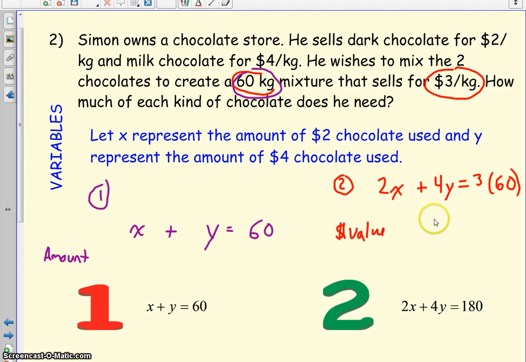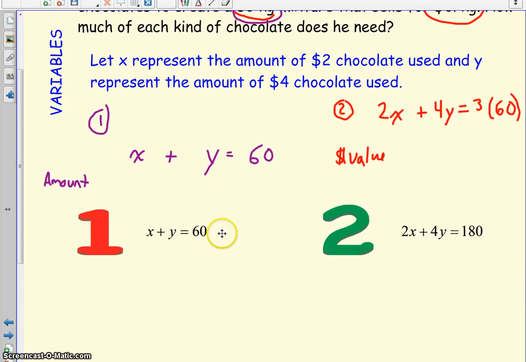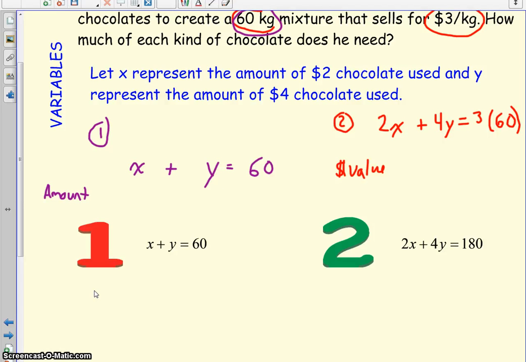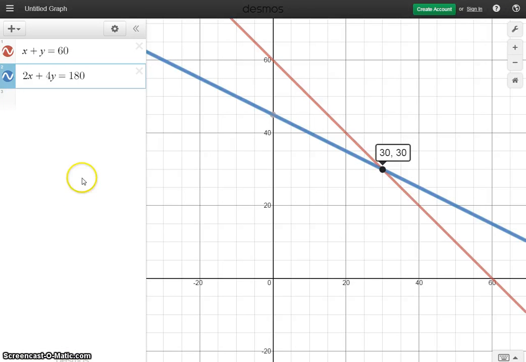Okay, so I have one equation involving the amounts of the chocolate in terms of their weight, and another equation that involves the value of the mixture once everything's put together. Again, I'll quickly show the answer in Desmos so you can see what the answer is. We're going to solve it using other methods in upcoming lessons. Here are the graphs of the two lines in Desmos. You can see the intersection is at 30, 30. So in this particular case, it's going to be 30 kilograms of each mixture.